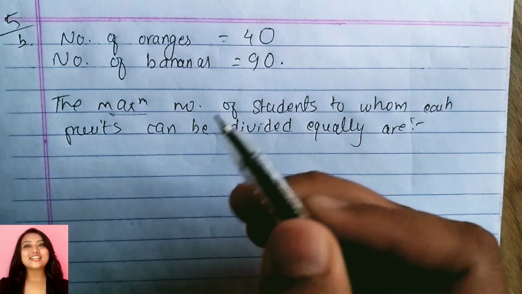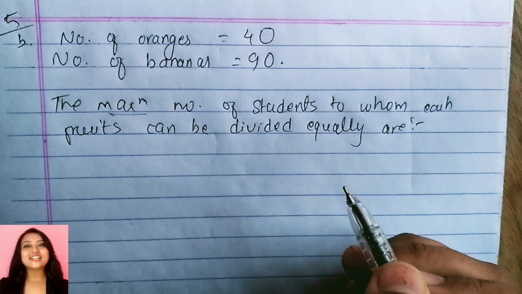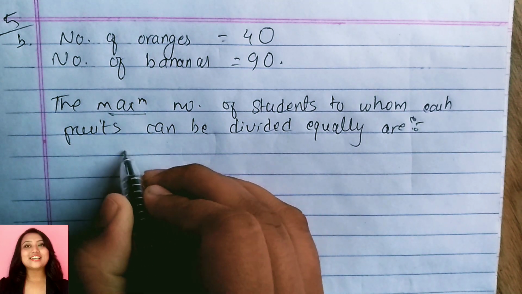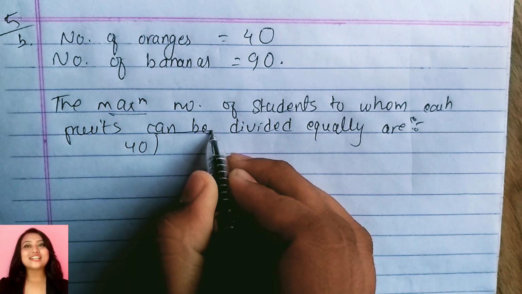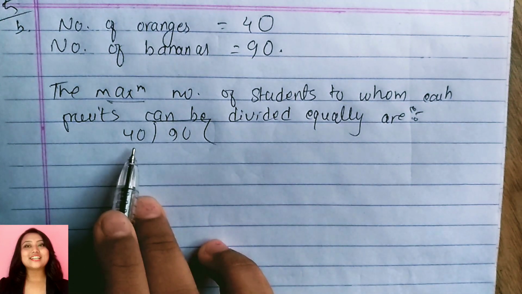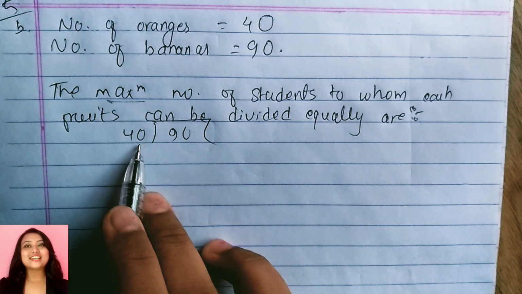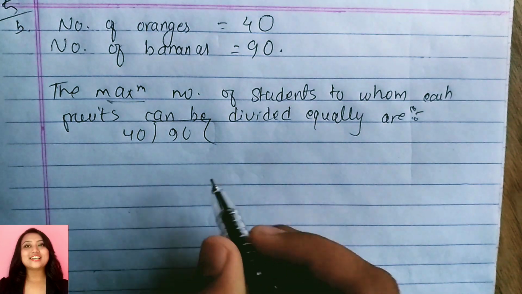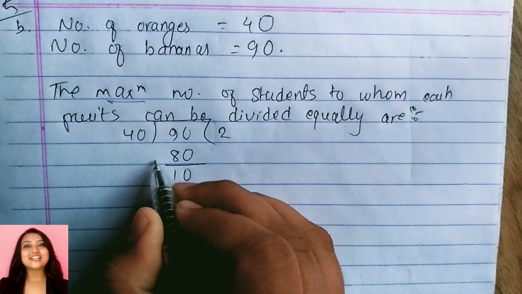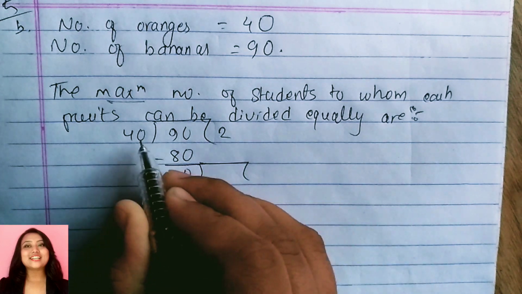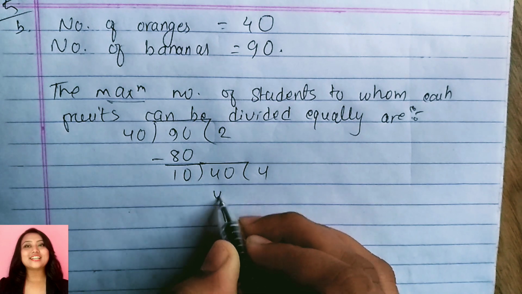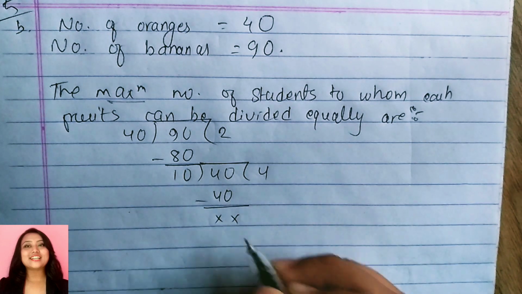the word largest, the word highest refers to the highest common factor. So here also I'm using the successive division method. 90 divided by 40. The smaller one I have taken as the divisor. 40 twos are 80, so 10 will be remaining, and this 10 will again divide the first divisor. 10 fours are 40, and the remainder is 0.